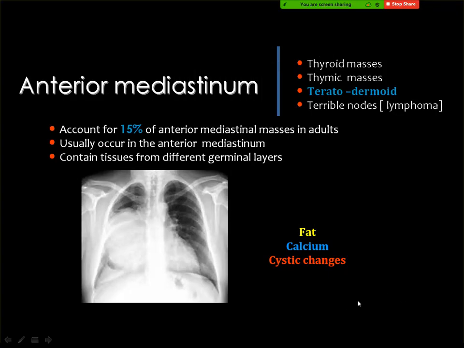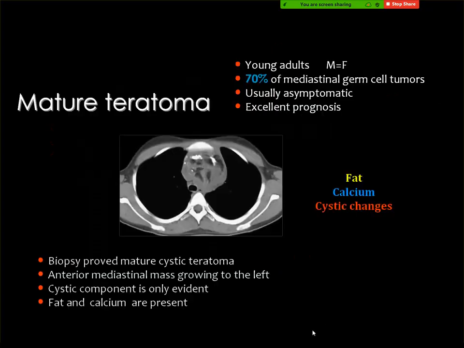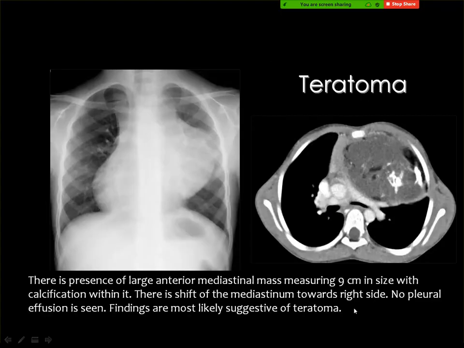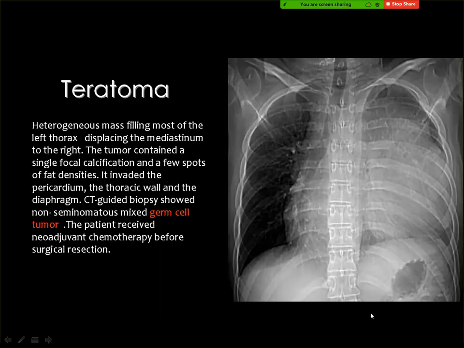If calcium is present, well and good. If not, there should be 2 of these 3, but fat is essential. There should be fat in the mass to diagnose teratoma. Like this one, there is an anterior mediastinal mass with fat hypodensities, dense calcification, and soft tissue component, classic appearance of cystic teratoma. Another example, a mass in the chest, and the CT scan showed the presence of fat and calcium and soft tissues, diagnostic of teratoma.